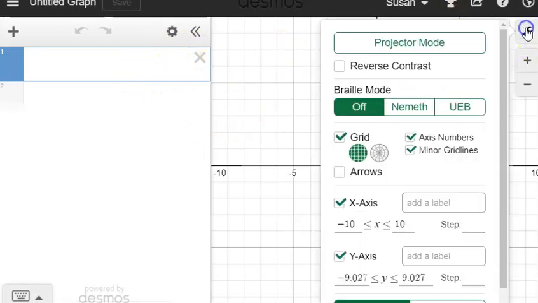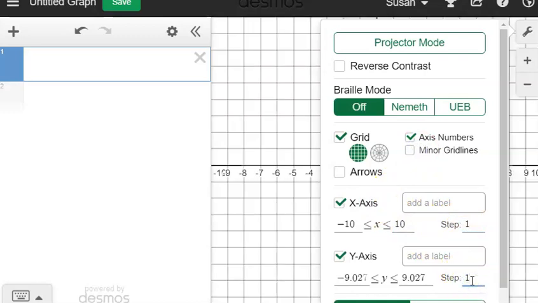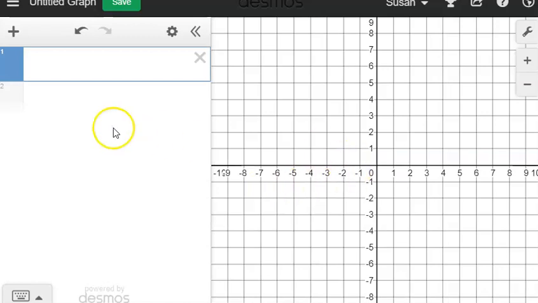I like to change this so that there's no minor grid lines. And I do want to be able to see all of the grid lines from -10 to 10 or something similar to this. So if you click on the wrench, you can adjust your graph.